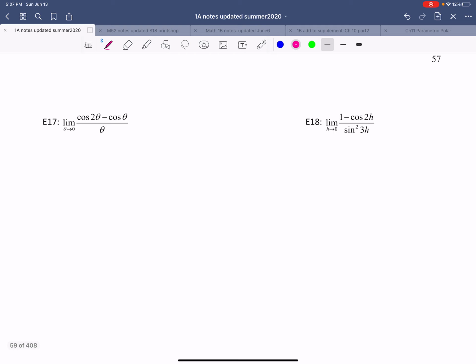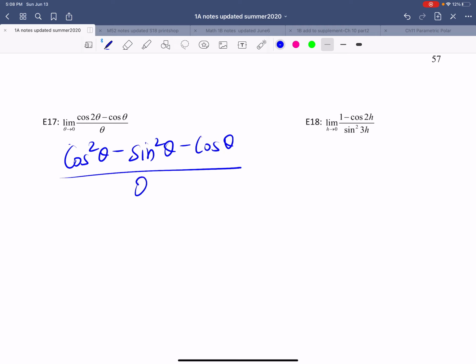We already saw the squeeze theorem in another example. So here we have cosine 2 theta minus cosine theta. How do we handle cos 2 theta minus cos theta? We can maybe write down cos 2 theta as cos squared theta minus sine squared theta. Let's go ahead and give it a try. So cos 2 theta is cos squared theta minus sine squared theta, minus cosine theta, over theta.